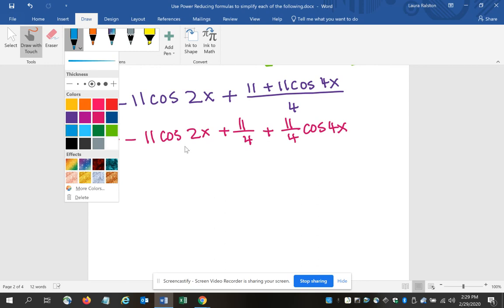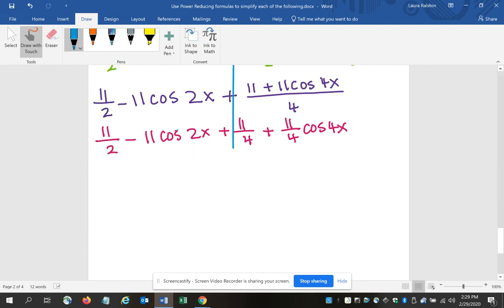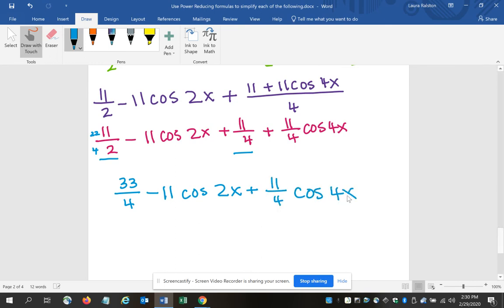I need to put together my 11 fourths and 11 halves. You always want to combine together your like terms whenever you can. So we have 11 halves plus 11 fourths. So this would be 22 fourths plus 11 fourths is 33 fourths minus 11 times the cosine of 2x plus 11 fourths times the cosine of 4x. And that's actually your final answer.